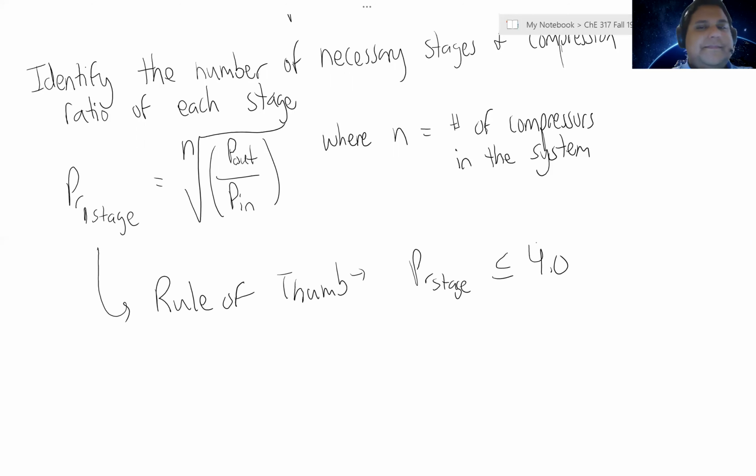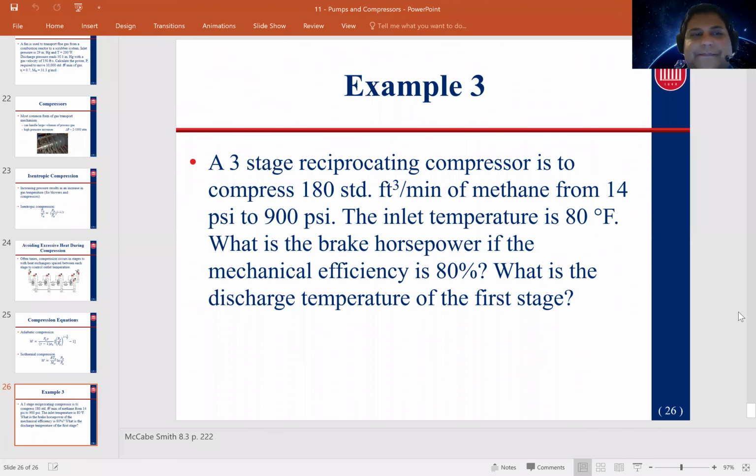So let's look at an example that illustrates this point. In this example, we have a 3-stage compression system being used to compress 180 standard cubic feet per minute of methane, coming in at 14 psi and leaving at 900 psi, with an inlet temperature of 80 degrees Fahrenheit. So the question is, what is the power or brake horsepower if the mechanical efficiency is 80%? And what would be the discharge temperature of the first stage?